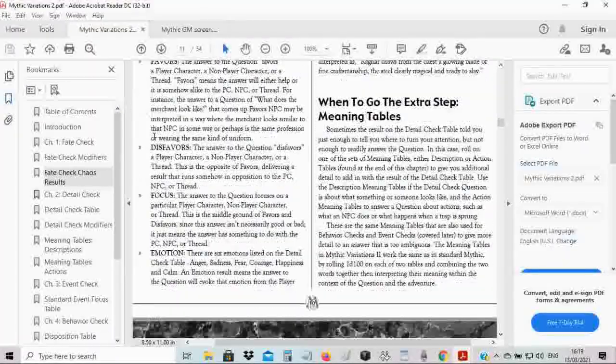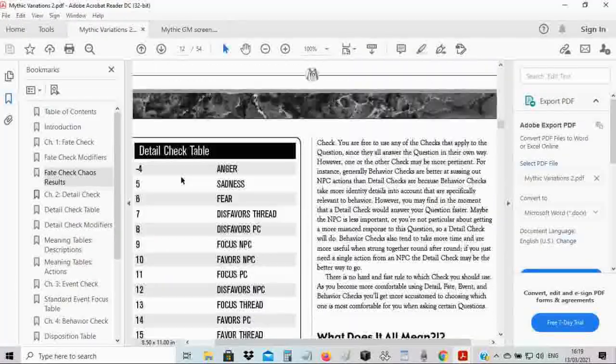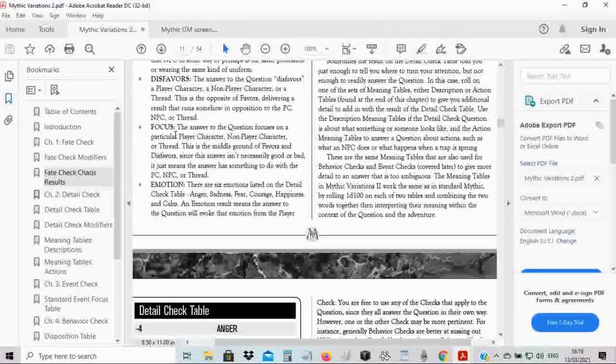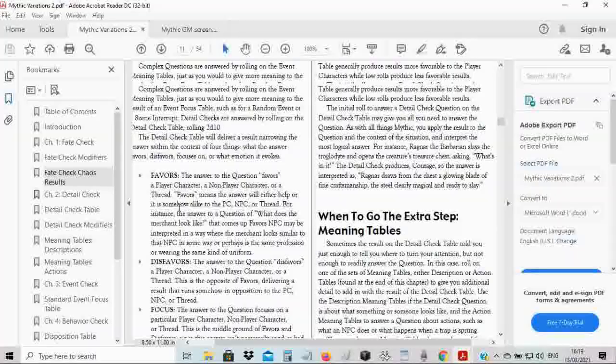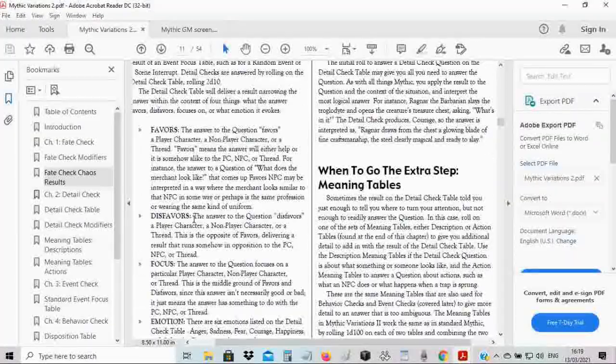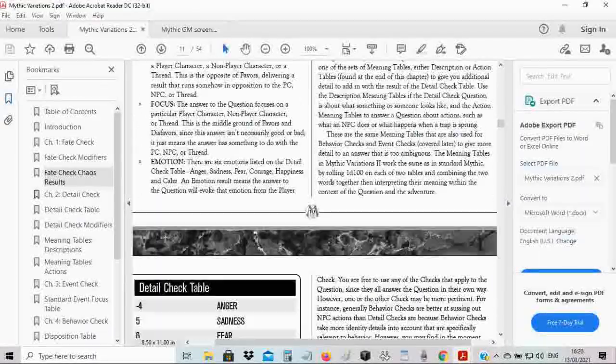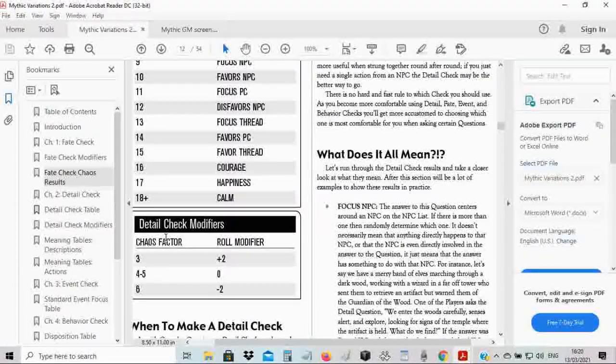We have here favors, disfavors, focus. This is the subject, emotion, how the character feels. So remember, when it's favors, it means it's good for a given character. Disfavors means it's bad for them. Favors can mean they find loot or money. Disfavors can mean they get attacked or a monster pops out. Stuff like that. Now, here's the detail check.